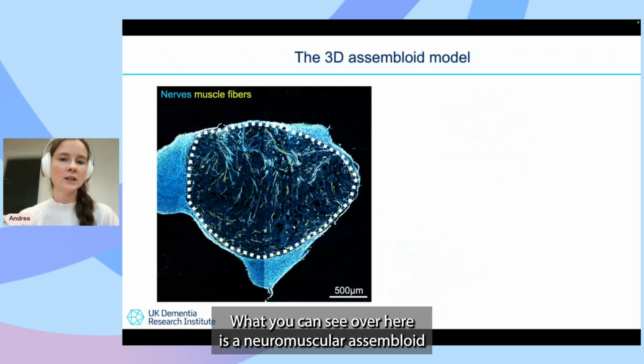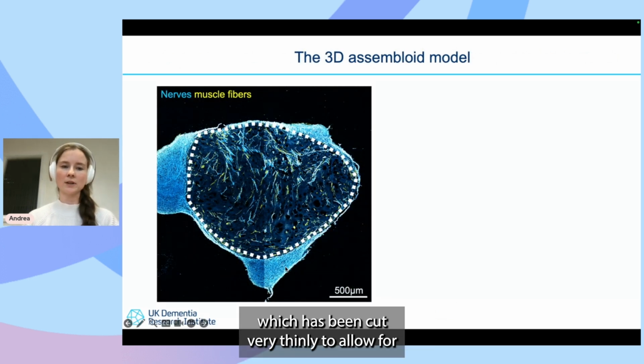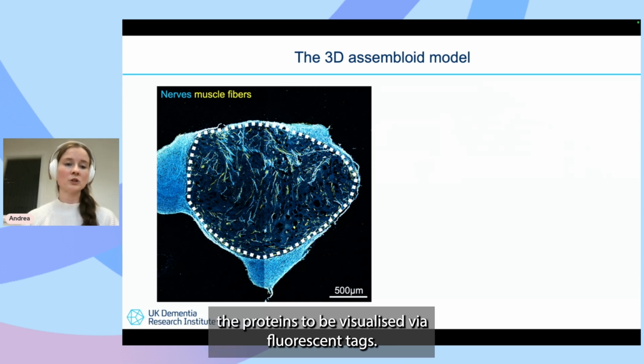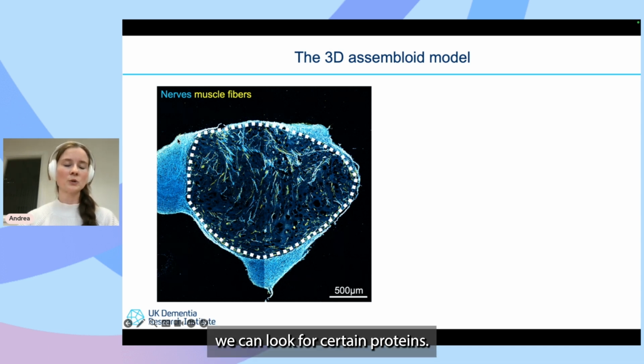What you can see over here is a neuromuscular assembloid, which has been cut very thinly to allow for the proteins to be visualized via fluorescent tags. So what this means is under the microscope, we can look for certain proteins.